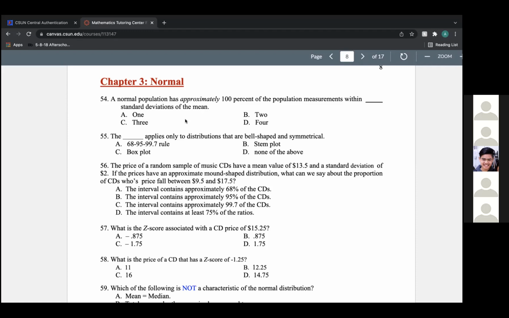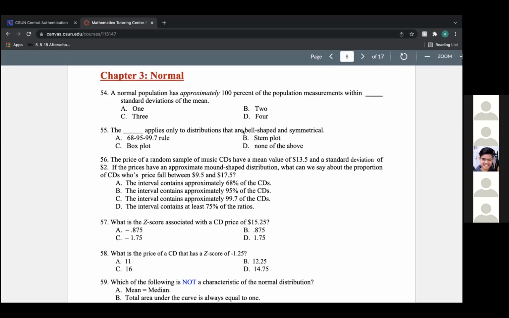55. The blank rule applies only to distributions that are bell-shaped and symmetrical. That's the 68, 95, 99.7 rule. That is correct. Those are the three numbers for 1 deviation, 2 deviations, and 3 deviations.